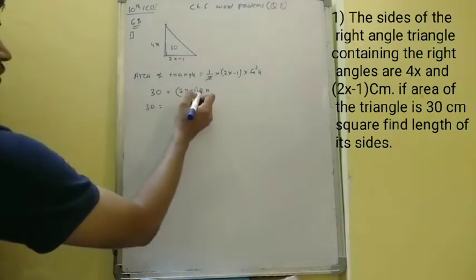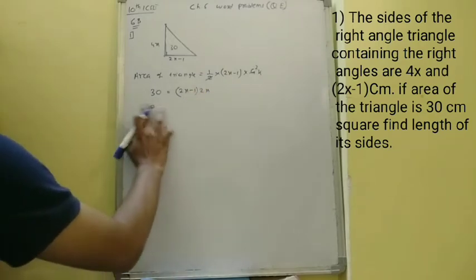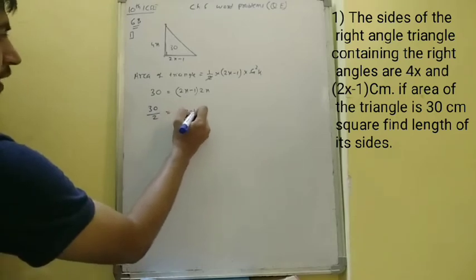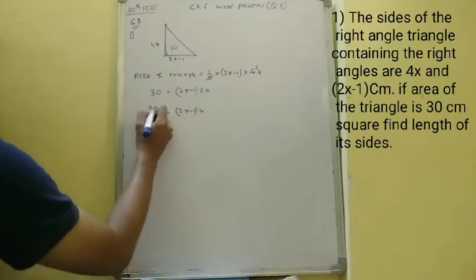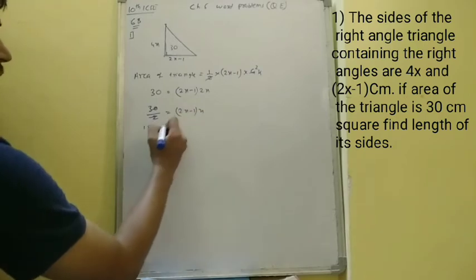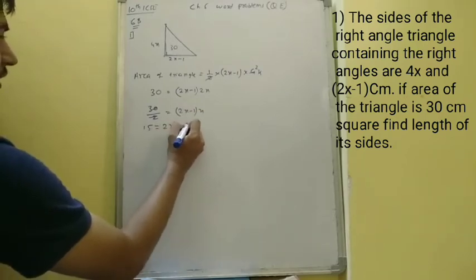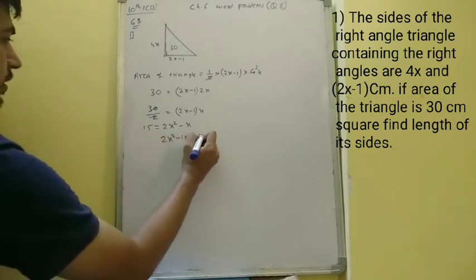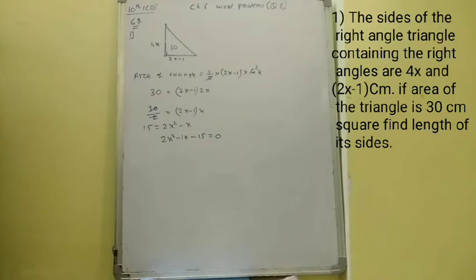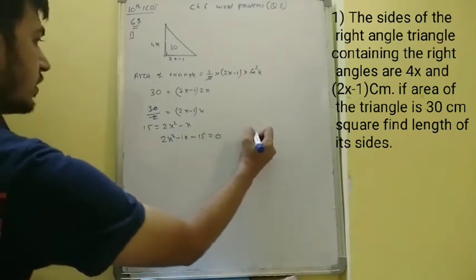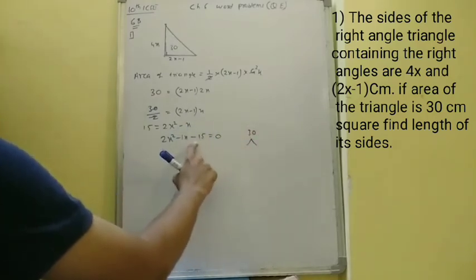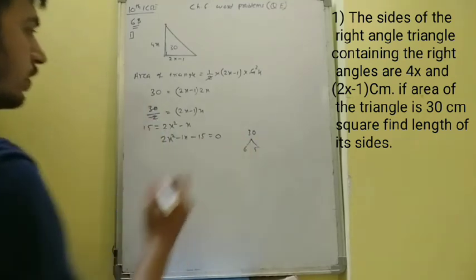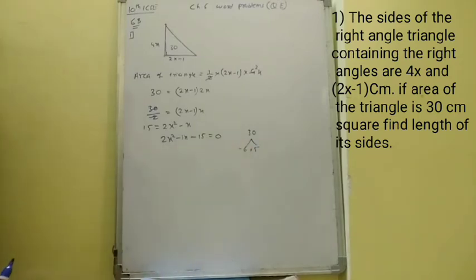30 is equal to... see, this 2 also we can bring here and divide it. So 30 upon 2, we have 2x minus 1 into just x. So it is 15. When I open the bracket, we have 2x square minus x, so 2x square minus x minus 15 is equal to 0. So 2 15s are 30. We need to split 30 in such a way that in subtraction I should get 1. So it is 6 5s are 30, minus 6 plus 5.